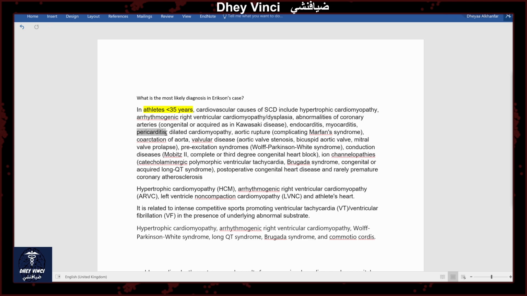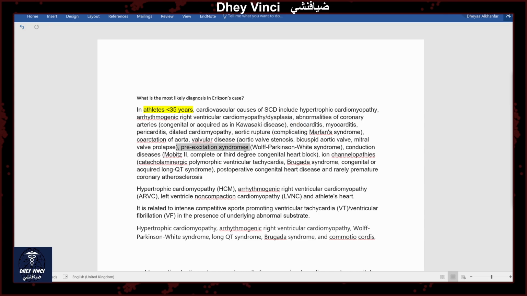Pericarditis is a possibility. Dilated cardiomyopathy is less likely. Aortic rupture, as you said, needs urgent surgery, and until now, nobody said he had surgery. Besides, he's not Marfanoid. Coarctation of the aorta, very unlikely. Valvular heart disease is also very unlikely, as they do health checks when he went to Tottenham, when he went to Inter Milan. So this is very unlikely.